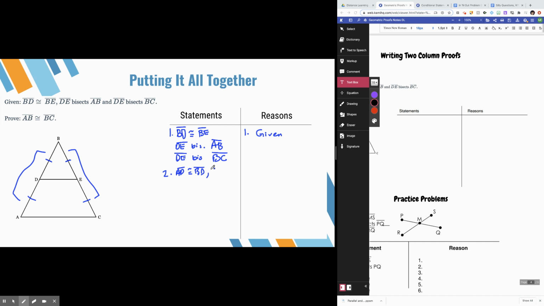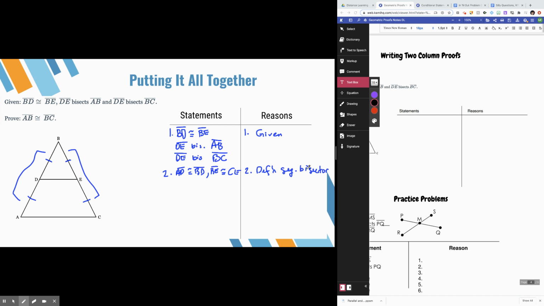and BE is congruent to CE, right? And the reason for that is the definition of a segment bisector, or you could just say definition of a bisector.